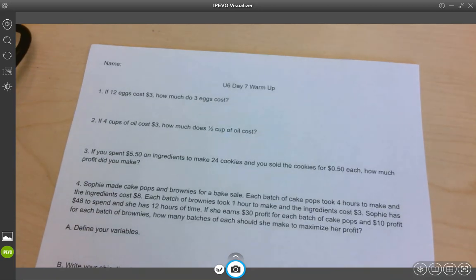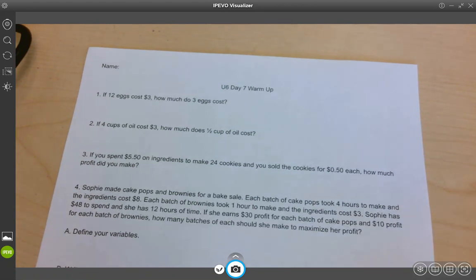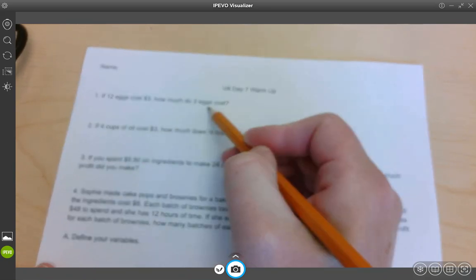Okay, so some of you have found an answer for the first one, but I'm more interested in how you found the answer, because I think there are a couple different ways to do this. If I tell you one way, that might help a couple students, but it won't help all the students. So I want to hear the different ways that you solved the first problem. If 12 eggs cost $3, how much do 3 eggs cost?